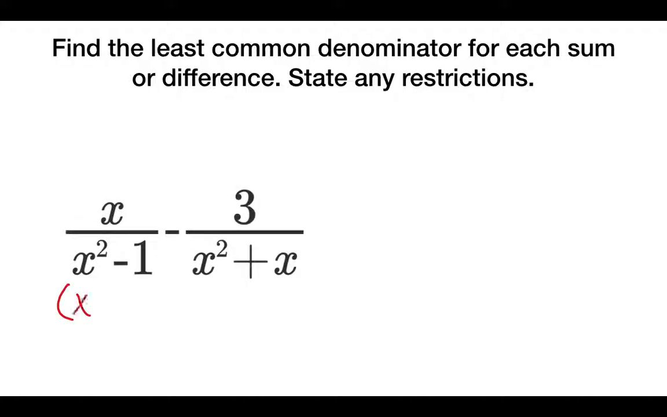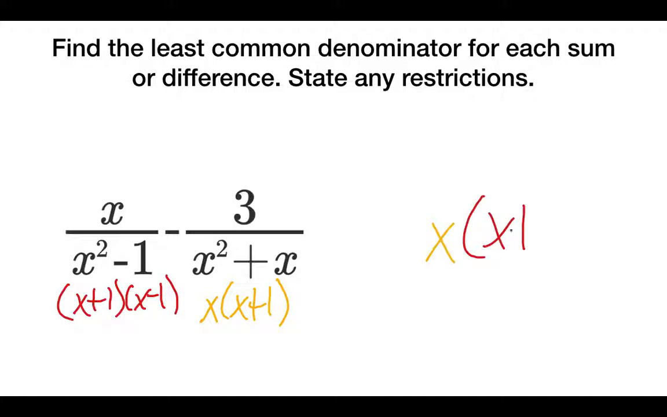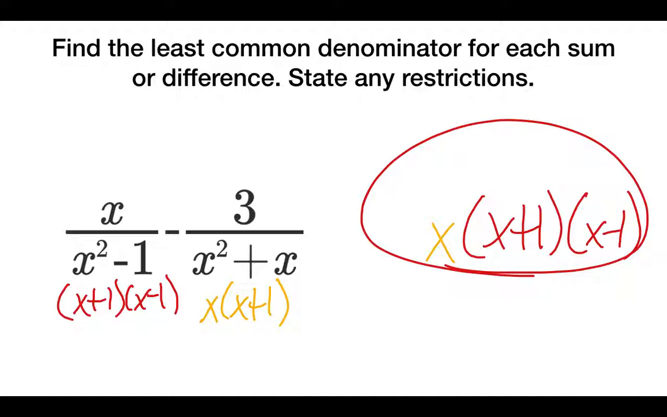Okay, so now let's try this one. So I would have to go (x plus 1) times (x minus 1). And this is x times, let's write it in a different color, x times (x plus 1). So let's see, what's missing from our first one? Well, from our first one, we're missing an x. But if you look, the x plus 1 is in both, so x plus 1. And then we're missing an x minus 1. Meaning this would be our final one.